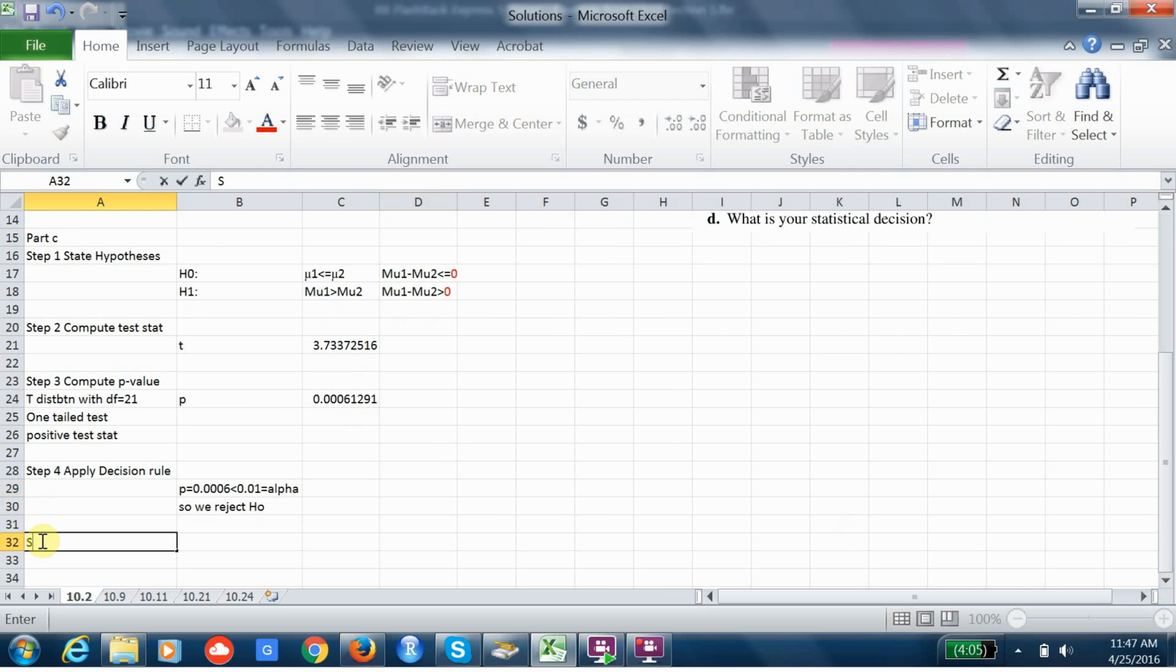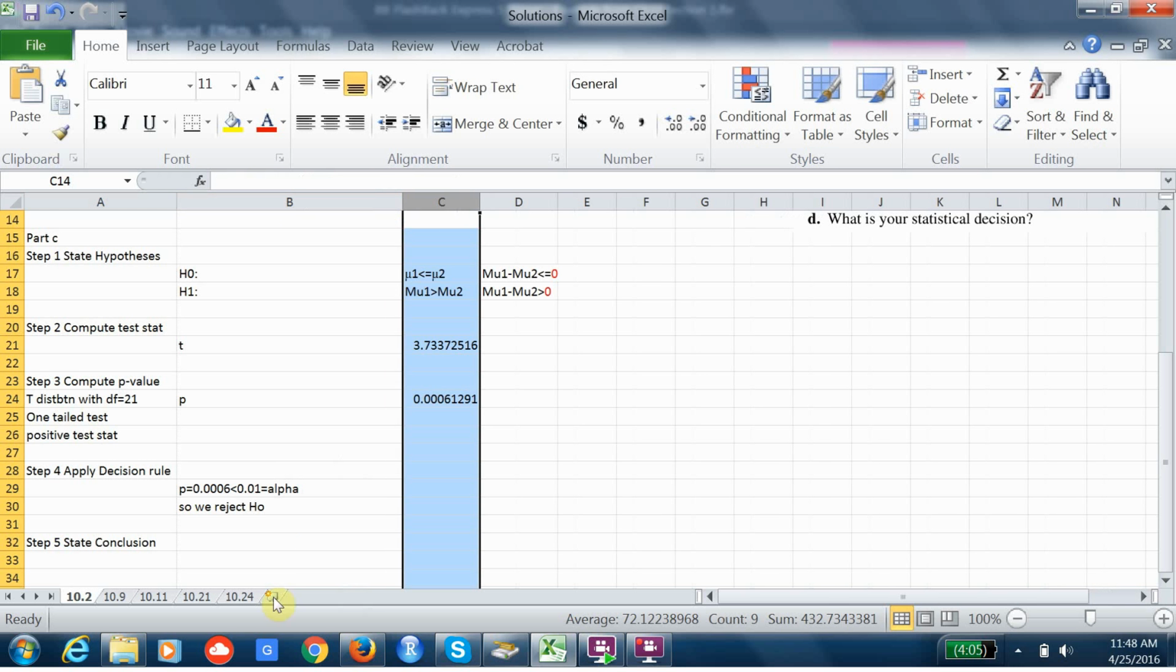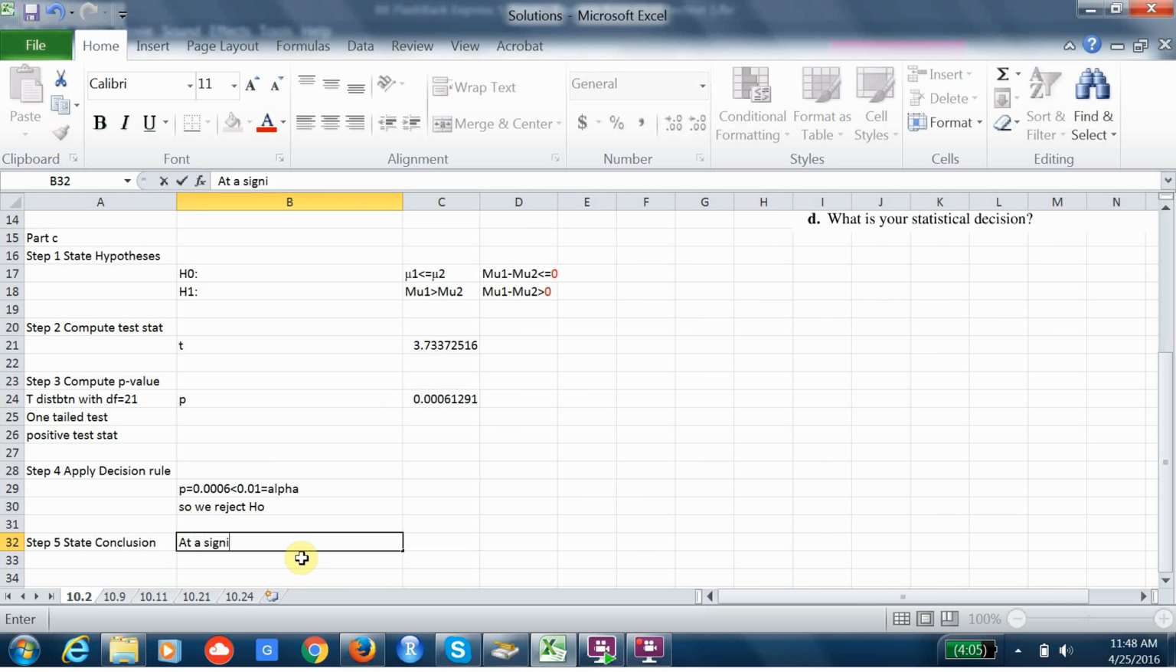So if we were to go to the last step, we can't say very much because we don't actually know what these quantities are. The most we can say is at a significance level of 0.01, we conclude that the means of the two samples are not equal. Now, if I knew what these things were, I wouldn't just put the means of the two samples. I would actually say something like the means of the random variable from the two samples.